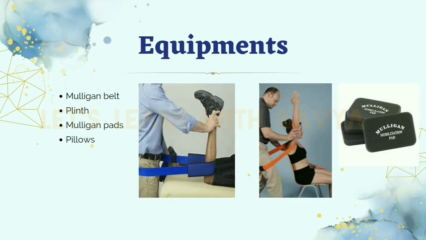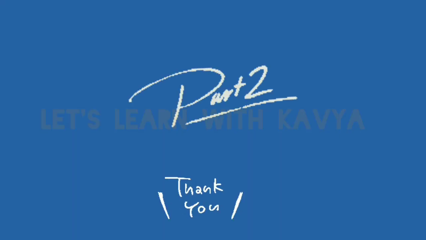The equipment that is used is Mulligan belt, plinth or bed, Mulligan pads and pillows. Here we have the image of the Mulligan belt. In the next video, we will describe different techniques in the Mulligan concept that we saw earlier: MWMs, SNAGs, NAGs, pain release phenomena, etc.